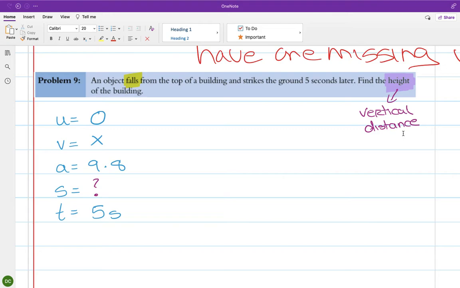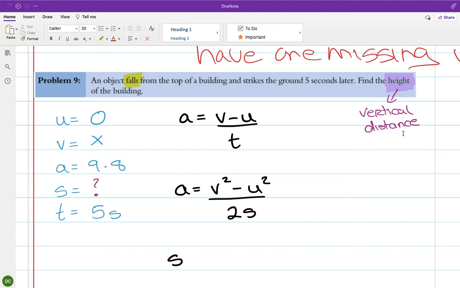Okay, I'm going to put these formulas here just so we can choose one. So A equals V minus U over T. A equals V squared minus U squared over 2S. And S equals UT plus a half AT squared. The first two were the ones I taught you when we were learning about horizontal acceleration. The first one is for when you're given the starting speed, the final speed, and time. The second one is for when you're given the starting speed, the final speed, and distance. And the last one is the new one for this experiment: S equals UT plus a half AT squared.